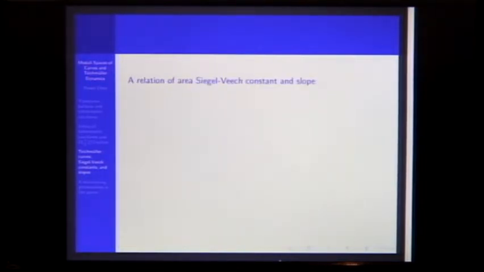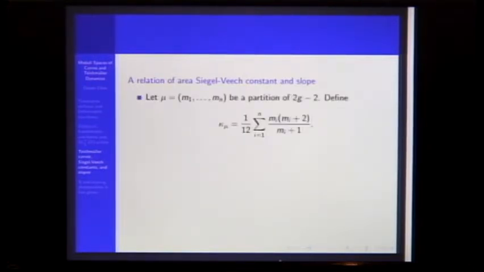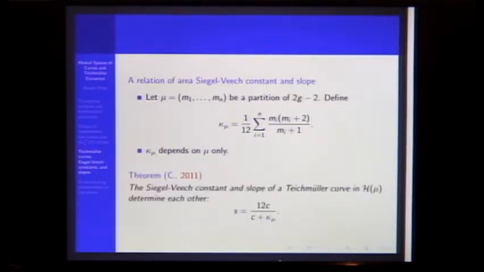Okay, so we mentioned two numbers, the Siegel-Veech constant and the slope. They are defined in different contexts, but indeed there's a relation between them. So let's again fix this partition mu and consider the following number only depending on mu, denoted by kappa mu. It is just some constant. About 5 years ago, I proved a formula between the two numbers, very simple: the slope equals 12 times the Siegel-Veech constant c divided by the Siegel-Veech constant c plus this kappa. In other words, if you know one of the two numbers, s and c, you automatically know the other.